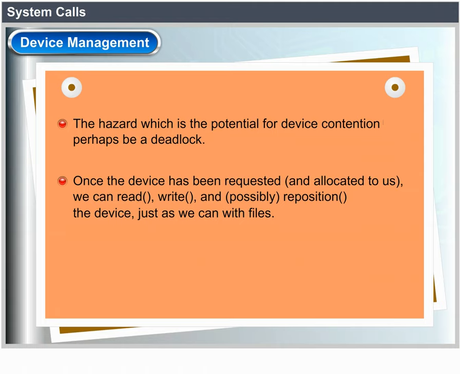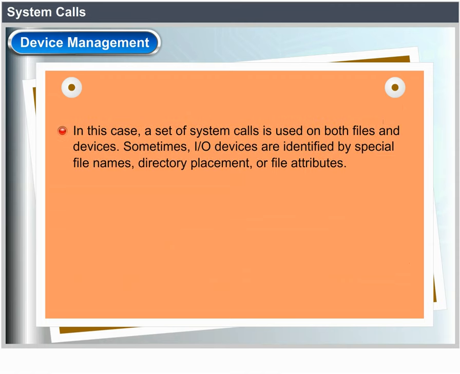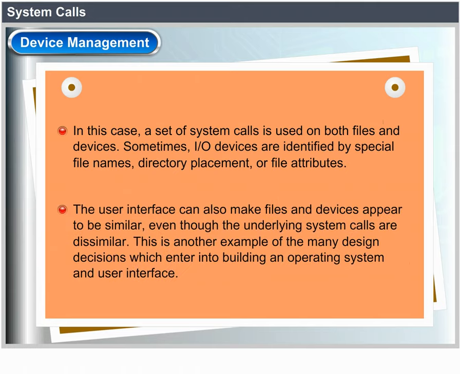In fact, the similarity between input-output devices and files is so great that many operating systems, including Unix, merge the two into a combined file-device structure. In this case, a set of system calls is used on both files and devices. Sometimes, input-output devices are identified by special file names, directory placement, or file attributes. The user interface can also make files and devices appear to be similar, even though the underlying system calls are dissimilar. This is another example of the many design decisions that go into building an operating system and user interface.